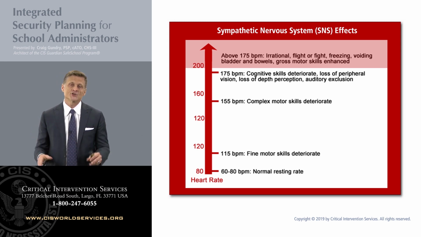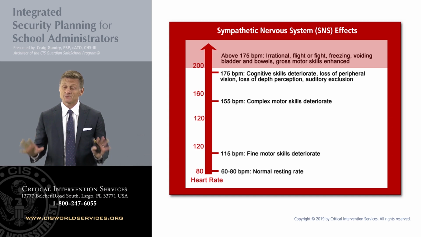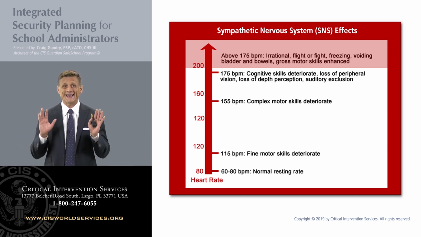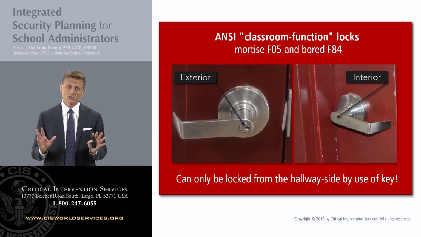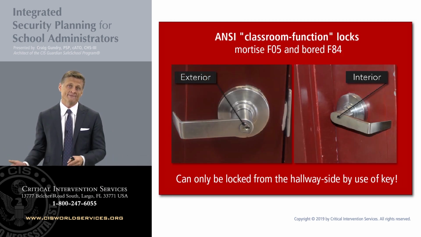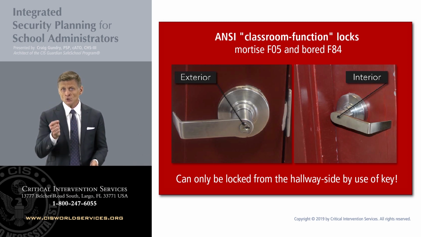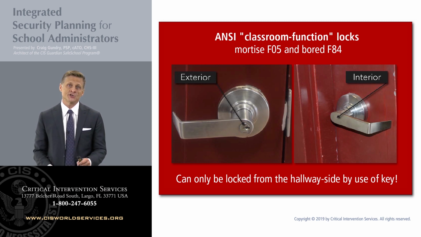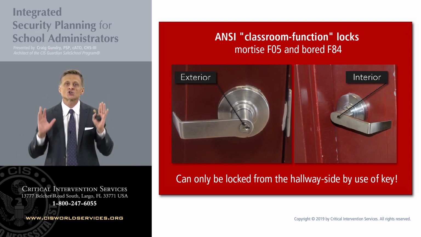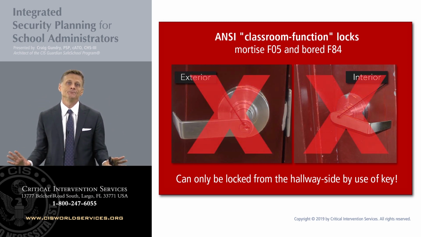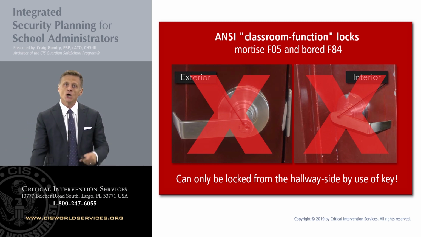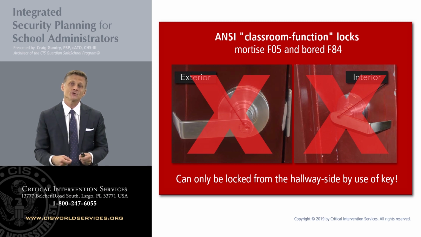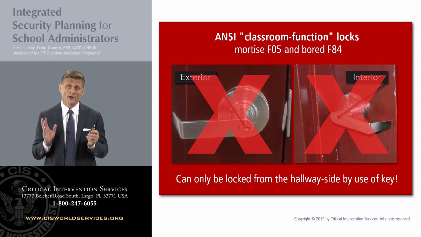Now, a lot of schools throughout the nation, especially in the public school world, are equipped with what ANSI calls classroom function locks. These are classified Mortise F05 and Bored F84. These types of locks require a key and must be locked from the hallway side of the classroom in order to positively secure. These types of locks should be strictly avoided if at all possible. As I noted a minute ago, finding the keys, opening the door, and locking the door under high-stress conditions becomes a complex task. And we have had a number of attacks where these types of locks contributed to casualties.